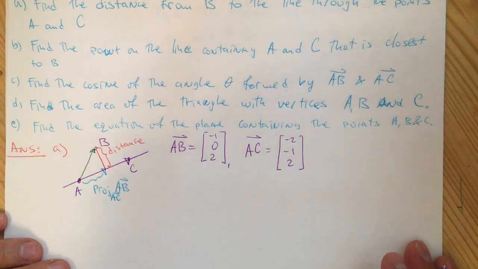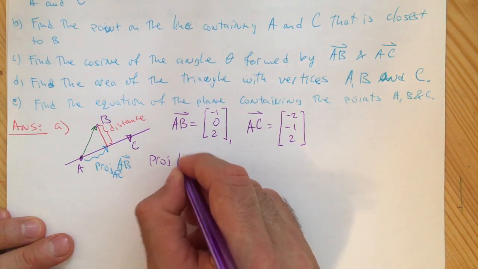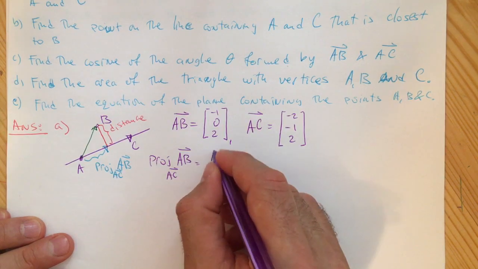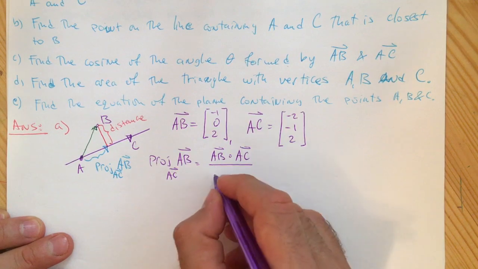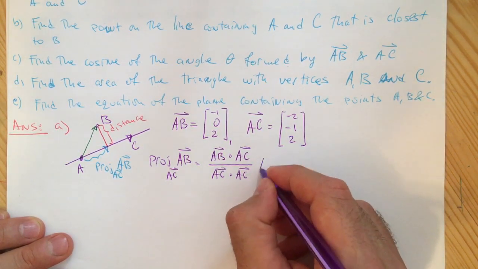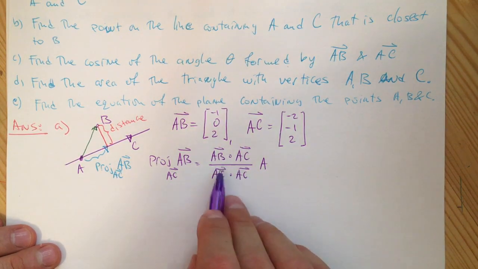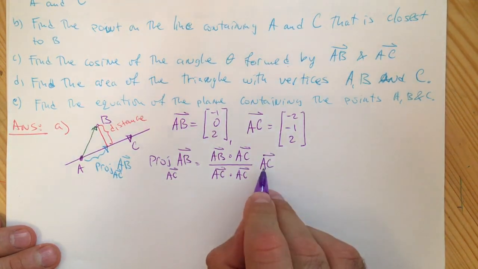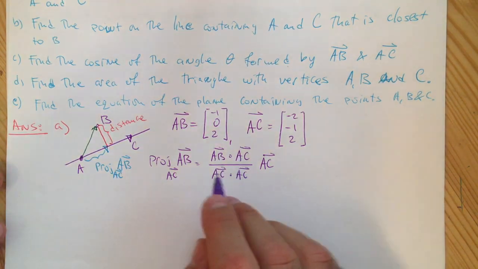How do we find this projection? The projection of AB onto AC is the vector AB dot product AC, in the denominator AC dot product AC, and all of that is a scalar in the numerator, scalar in the denominator, that ratio is going to be a scalar, times the vector AC. So basically I have to figure out how much this constant is first. Okay, so let's do that.